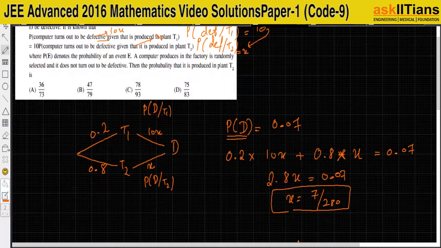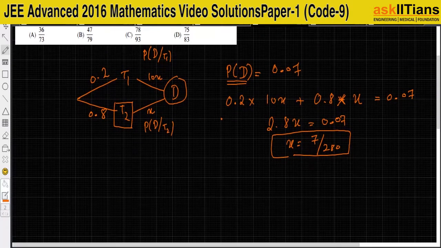Now what do I have to find out? The probability that it is produced in T2. Now I already know that the computer that I selected is defective. Now I want to find out the probability that it was produced in T2. So this becomes a question of Bayes theorem now. I know the final result, but I don't know where it comes from, right? So this is a question of Bayes theorem.